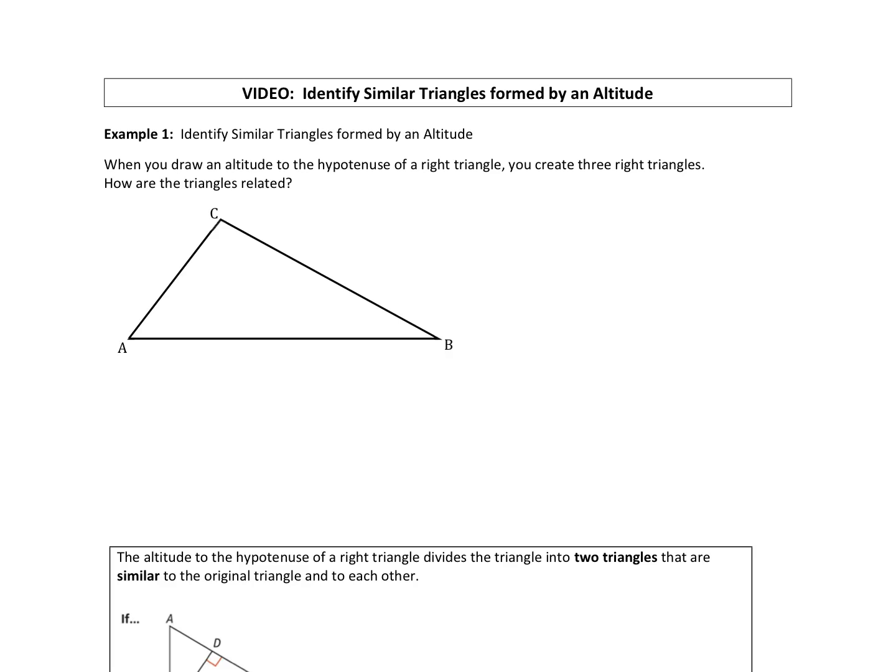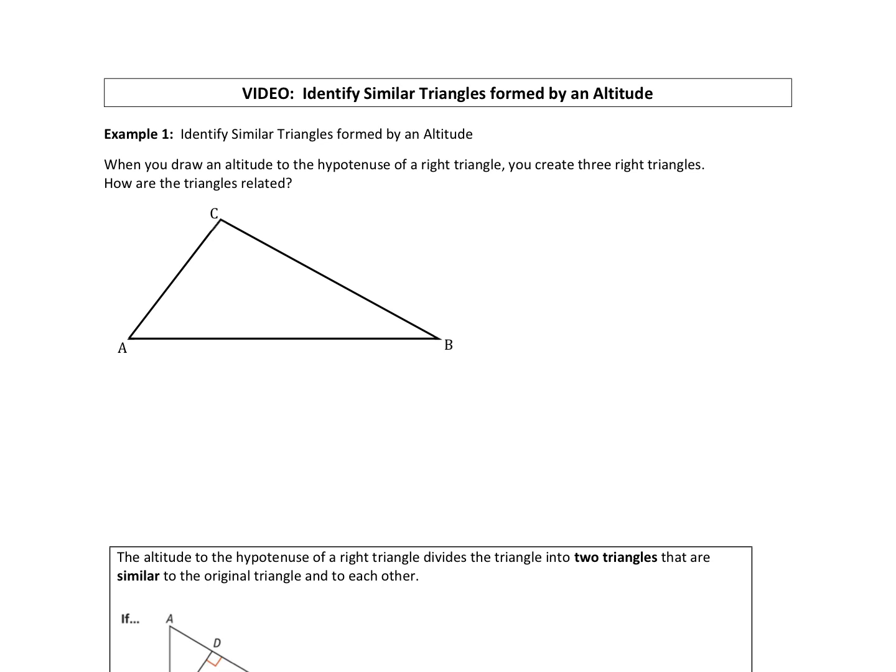All right, in our first example, we're gonna set up our base for the entire lesson. So let's make sure we really understand what we're talking about in this first example. The question is, when you draw an altitude to the hypotenuse of a right triangle, you create three triangles. How are the triangles related?